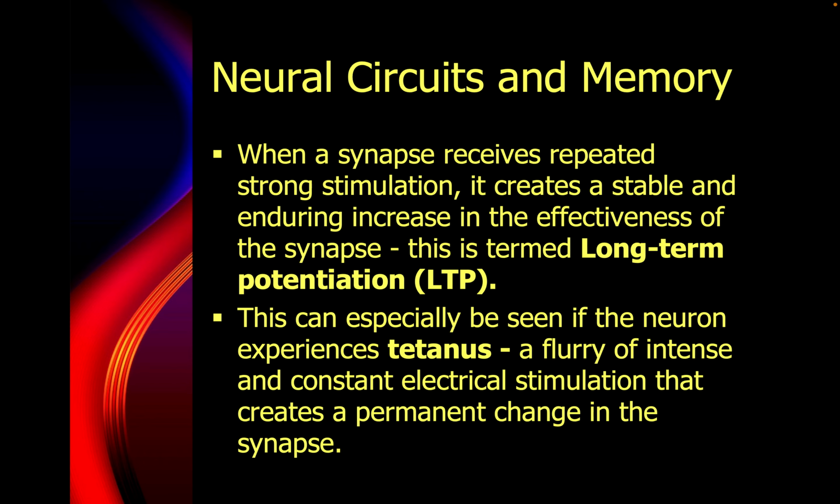When a synapse receives repeated strong stimulation, it creates a stable and enduring increase in the effectiveness of the synapse. And this is termed long-term potentiation. This can especially be seen if the neuron experiences tetanus, a flurry of intense and constant electrical stimulation that creates a permanent change in the synapse. Remember, the more stimulation you get, the more likely things will be wired together.